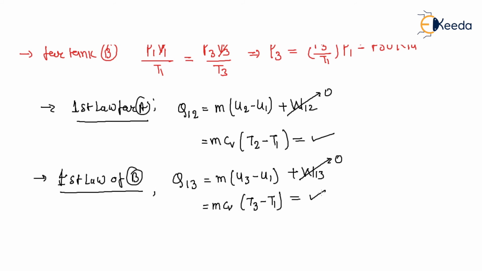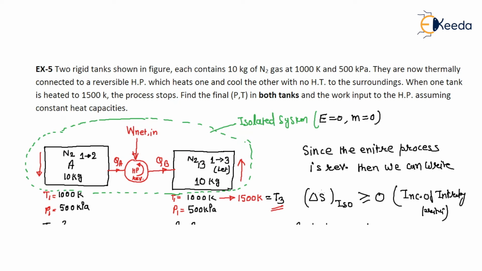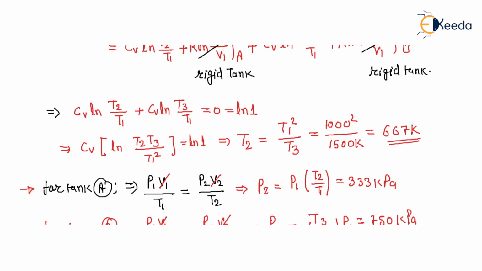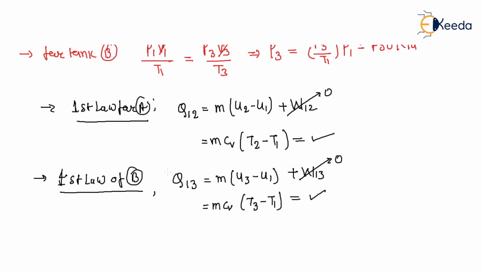Okay, now both processes are done, so find the final pressure and the work input to the heat pump. Now what is the work input to the heat pump? QA plus W net in is equal to QB, heat pump. So first law for heat pump, what is that? Q heat pump is equal to delta U plus W heat pump.